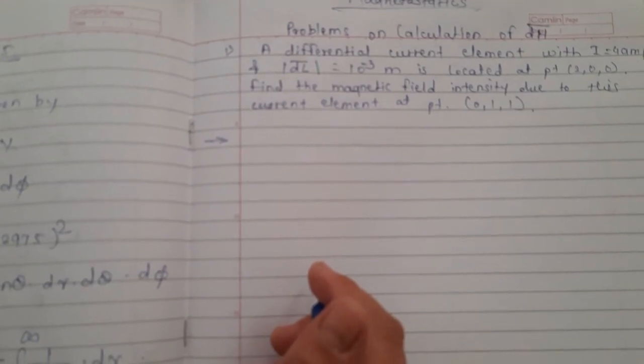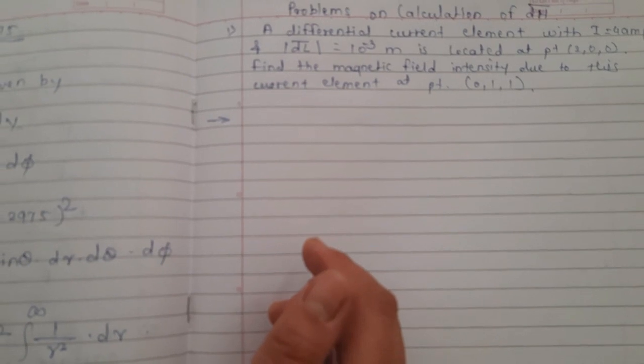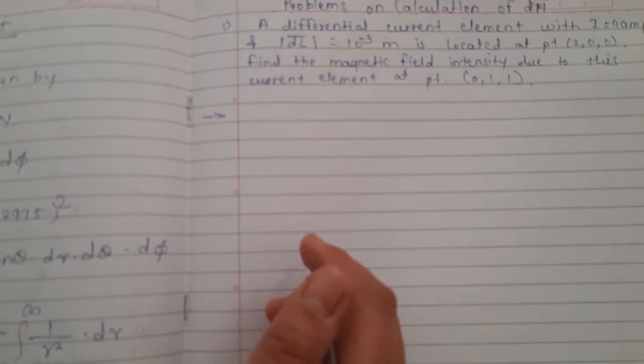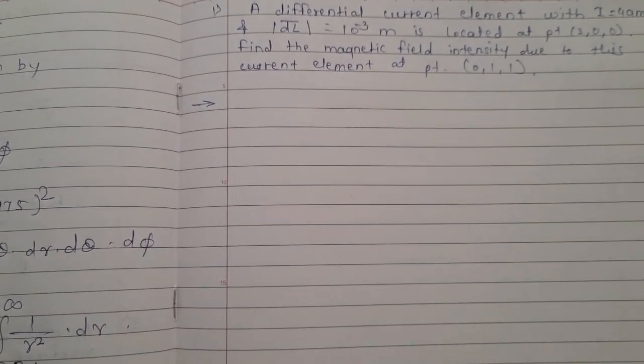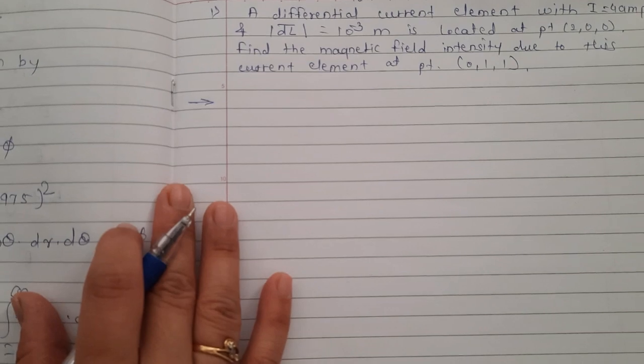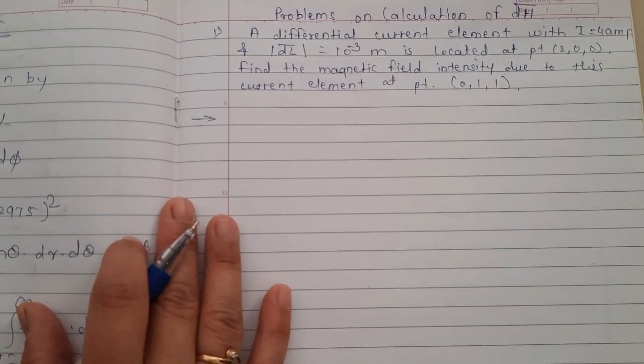Problems on calculation of dH bar. A differential current element with I dL bar of 4 ampere and 10 raised to minus 3 meter is located at point (2, 0, 0). Then find the magnetic field intensity due to this current element at point (0, 1, 1). These problems are based on the calculation of dH bar.